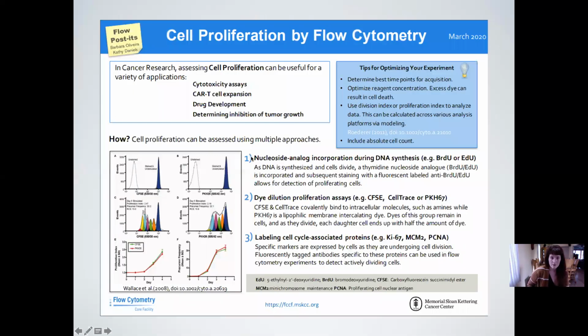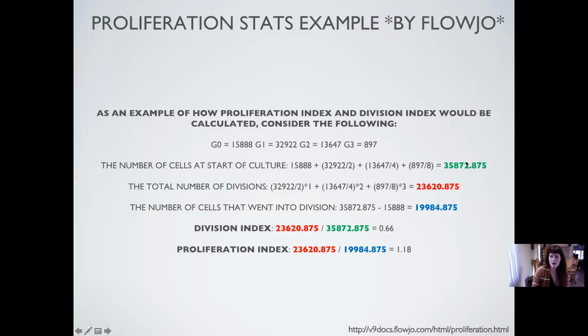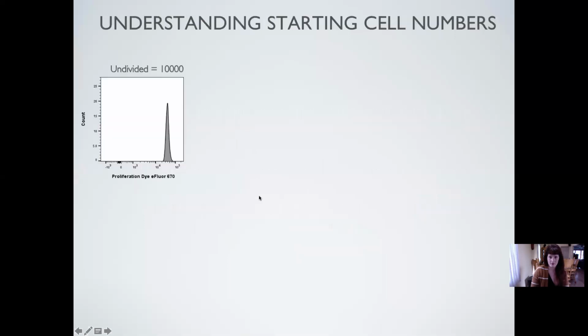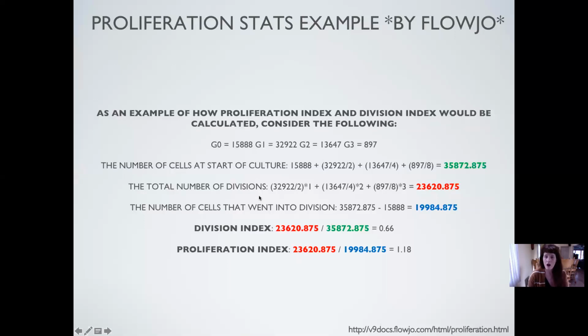Okay, sorry about that. So you have an idea of the total number of cells that you started off with, okay? So for the division index, we're going to take the total number of divisions divided by the total number of cells at the start of culture. So that's why that number is 0.66, because we're dividing the number of divisions by the number of starting cells. For proliferation index, to get a better understanding, we're taking that number of divisions and dividing it by the number of cells that actually went into division, okay?